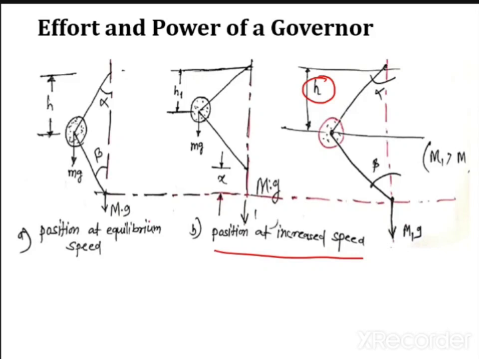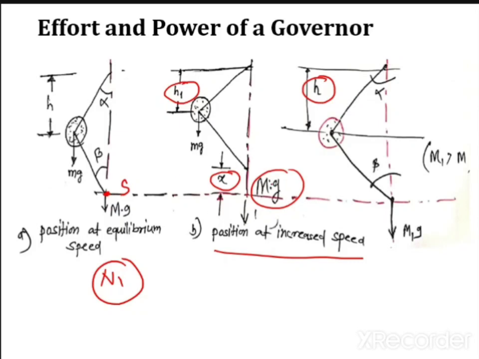Be fast. See, initially at equilibrium speed, let us say N1 equilibrium speed, the force acting at the sleeve was mg and the height was h. But as the speed increased, the force will be mg, but the sleeve lift is x and the height has decreased to h1. Okay, but if I want to keep my height h constant, even if the speed has increased, then what I have to do? Anybody? Do you notice?